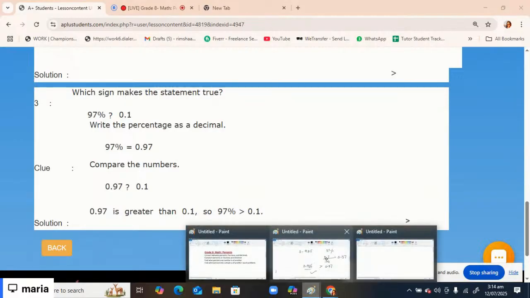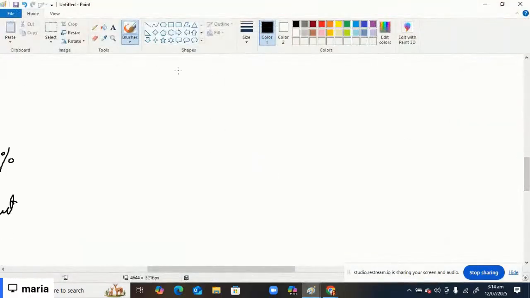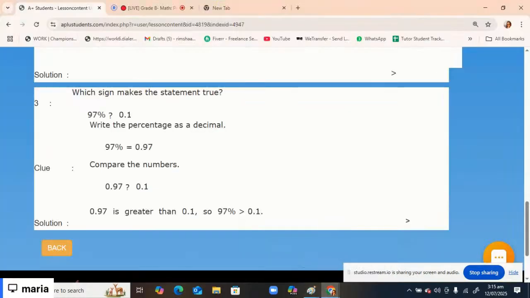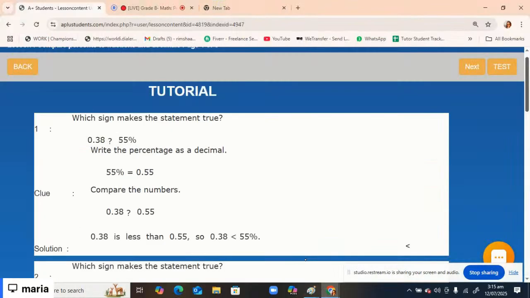97% or 0.1. So here is 97% or 0.1. This is 0.97, and this is 0.1, because 97% is 97 over 100, and then just divide, it is 0.97. So this is greater as compared to 0.1. Okay, now let's start the test questions.